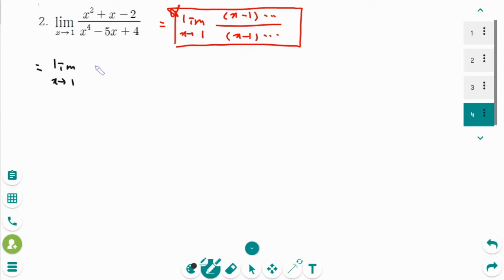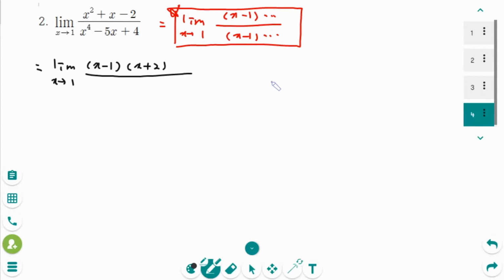For the numerator, if x minus 1 is one factor, the other one must be x plus 2. And let's find the factored form of the denominator. The highest power of x in the denominator has a degree of 4. We can use synthetic division.